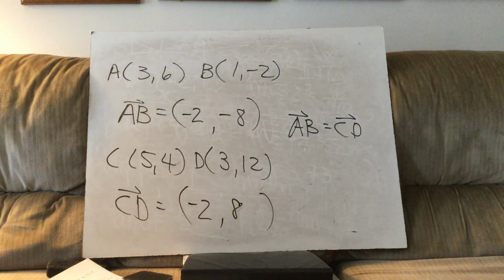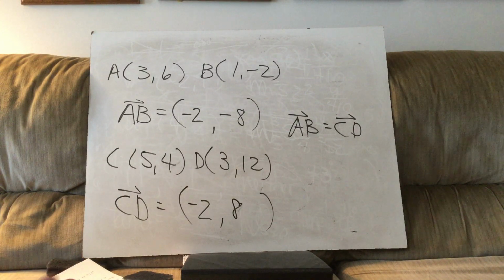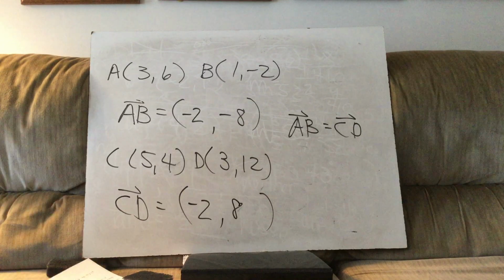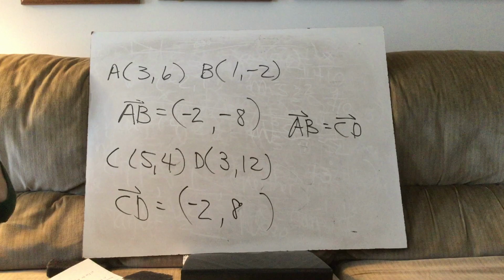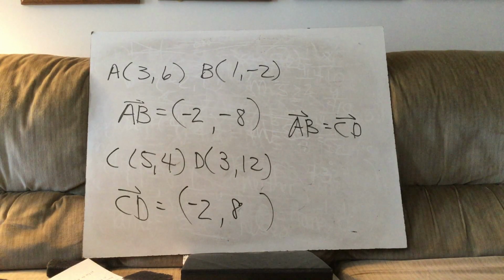Are these two vectors equal to each other? No. Why not? Because their coordinates aren't the same. So you answer the question by saying no, they aren't equal because their coordinates don't match. The coordinates have to be exactly the same for these vectors to be equal. All right, that's it.